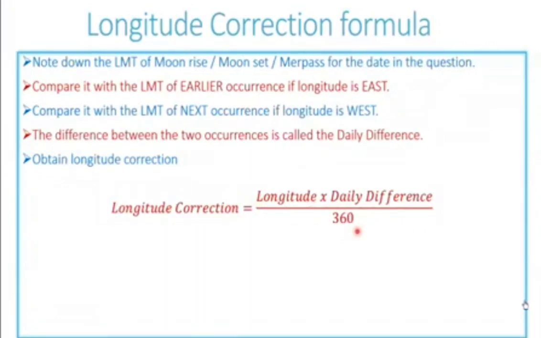If you look closely, this formula is nothing but interpolation. The daily difference is happening over the entire 360 degrees. We are interpolating it for the longitude of the observer and finding out what will be the delay when the moon reaches the observer's meridian.